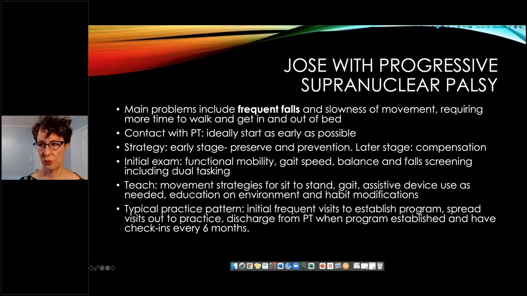So we're looking at functional mobility, walking speed, balance, including balance while dual tasking, and teaching movement strategies for standing up and sitting down, using assistive devices, and modifying the environment. Ideally, we would start folks early, get people going on a program, so relatively frequent visits to establish that, spread it out, and then once they know what they're doing and they're pretty much stable with that, they can graduate from PT at that time and then maybe come back in on an orbit of about 6 months to a year for a check-in. And then if things have changed, then maybe do another bout of therapy.